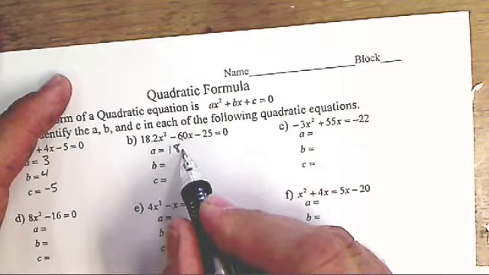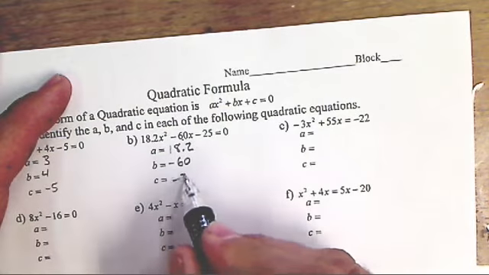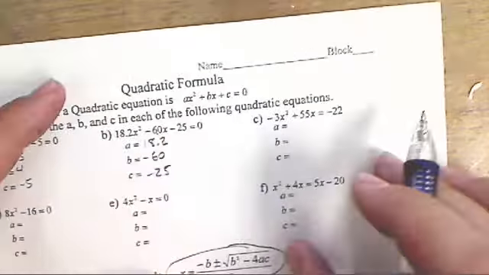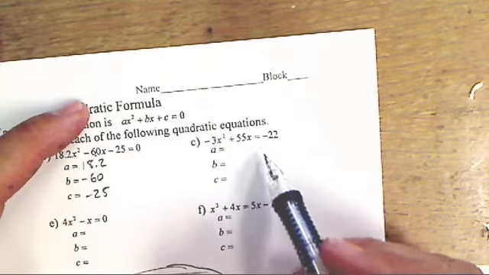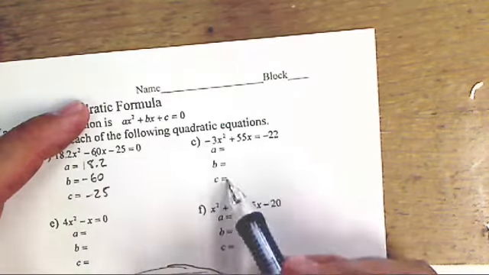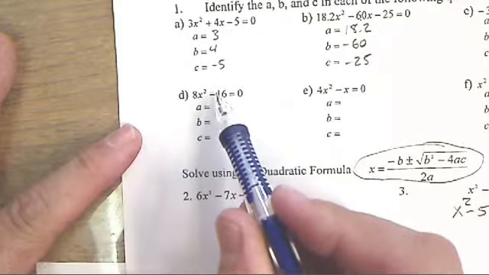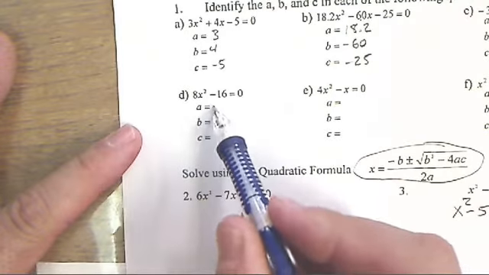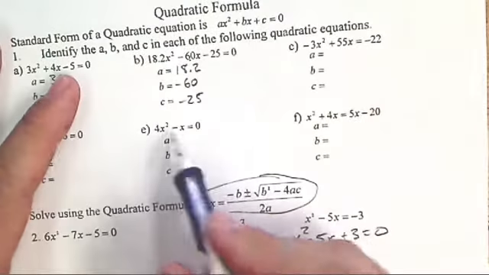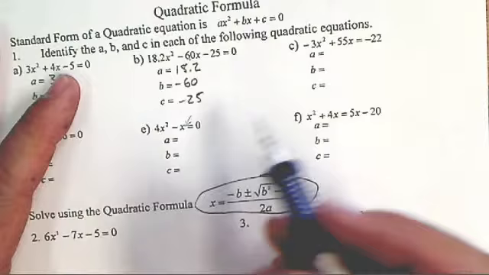There's my a, there's my b, and there's my c. This one has a trick in it. It's not equal to 0, so you'd add 22 to each side, and the c would be 22. This one's trick is there's no x, so that's a 0. So this would be 8, 0, and -16. And then, of course, this one would be 4, -1, and 0, because there's no constant there, no number by itself.